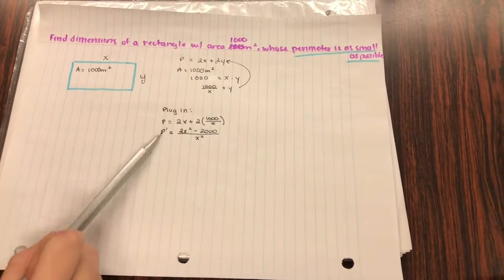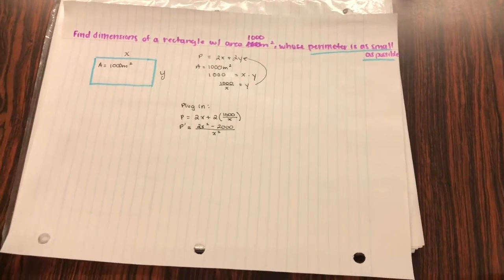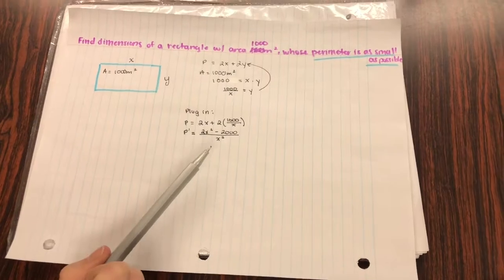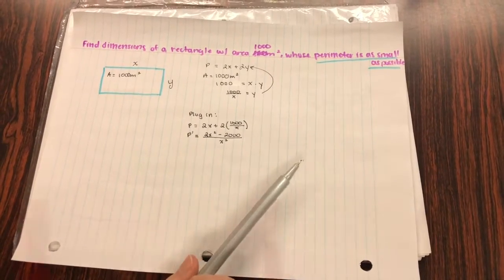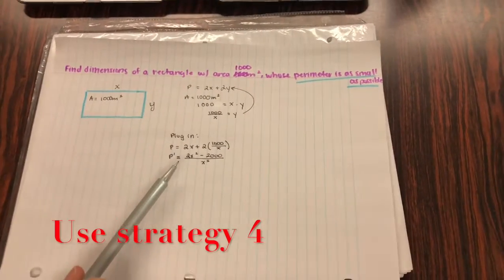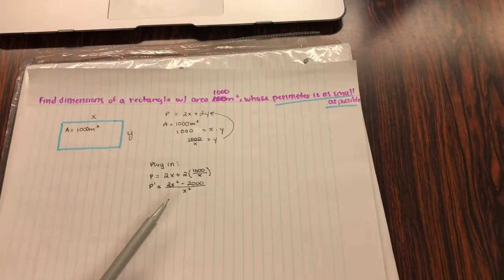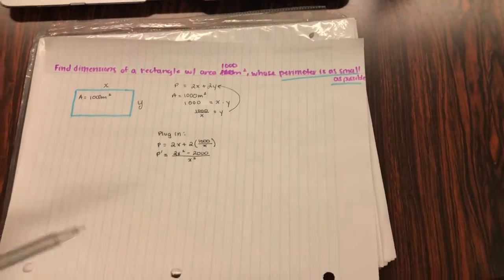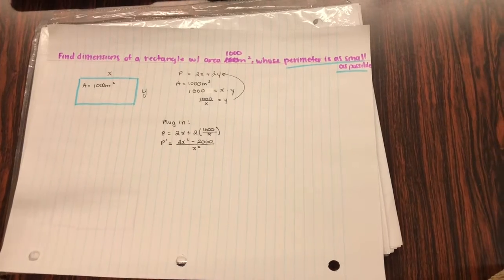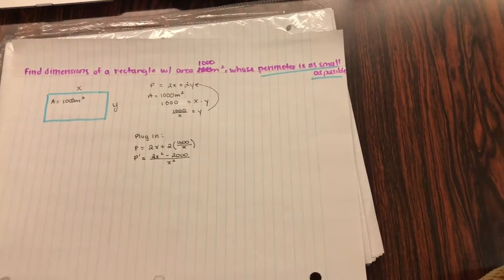Okay, so now that we found our first derivative, does anyone know a test that we could use in order to take the next step in finding the minimum perimeter? Oh, that's easy. We just find critical points by setting it to 0. Okay, so what test is that? Oh, that's simple. It's the first derivative test.